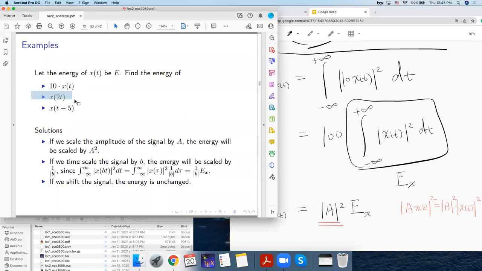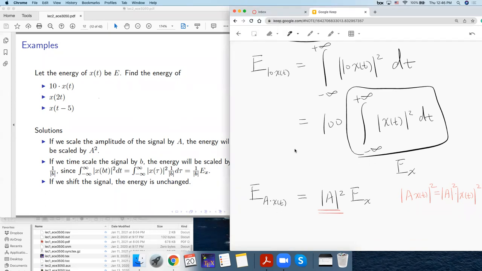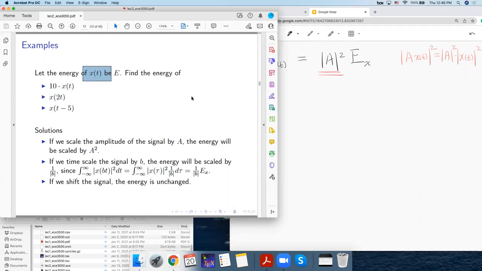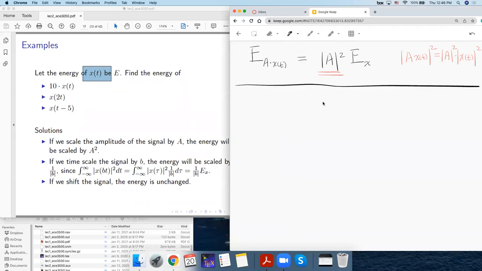Now the second signal is a time scaled version of this x(t). We will discuss the operation later, but it is x(2t) instead of x(t). And let's look at how to relate the energy of this signal to the energy of the original signal. Let's write down the definition of the energy of x(2t). By definition, this is the original definition of this signal.